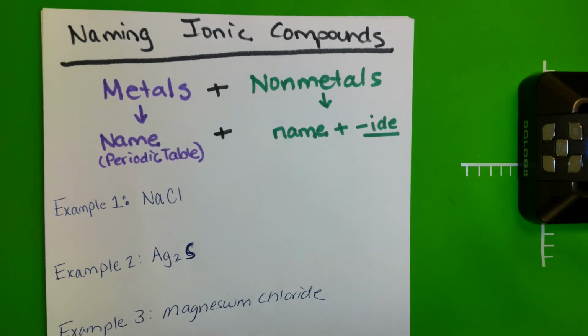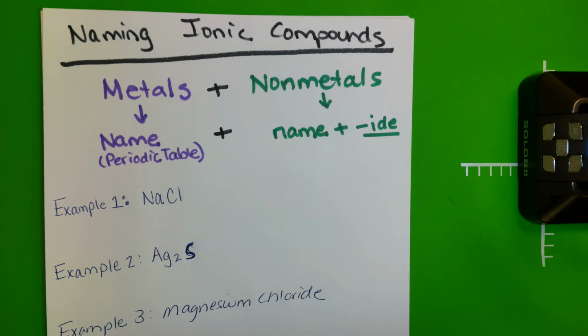Hey guys, so today we're going to do naming ionic compounds. Last time we did covalent bonding and then naming covalent compounds. Today you were supposed to do a quiz on those. Now today we're going to talk about ionic compounds and we're going to be naming them. Another way of naming them is called nomenclature, which has the same significance as a name.